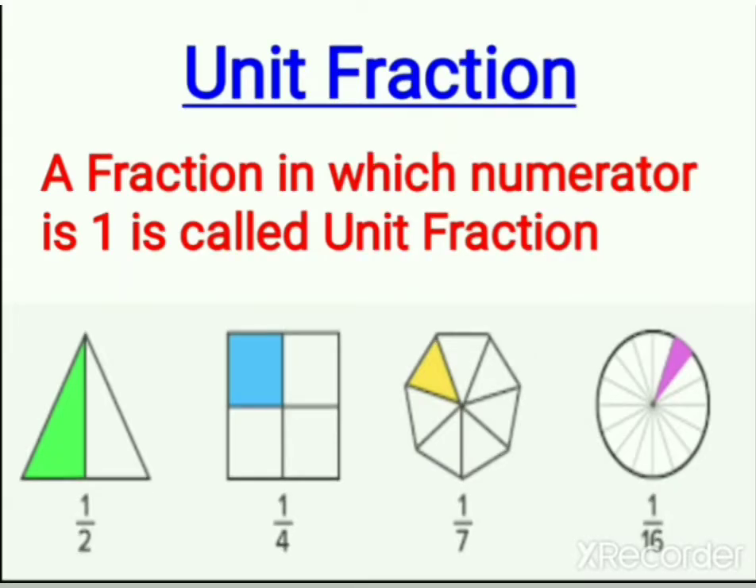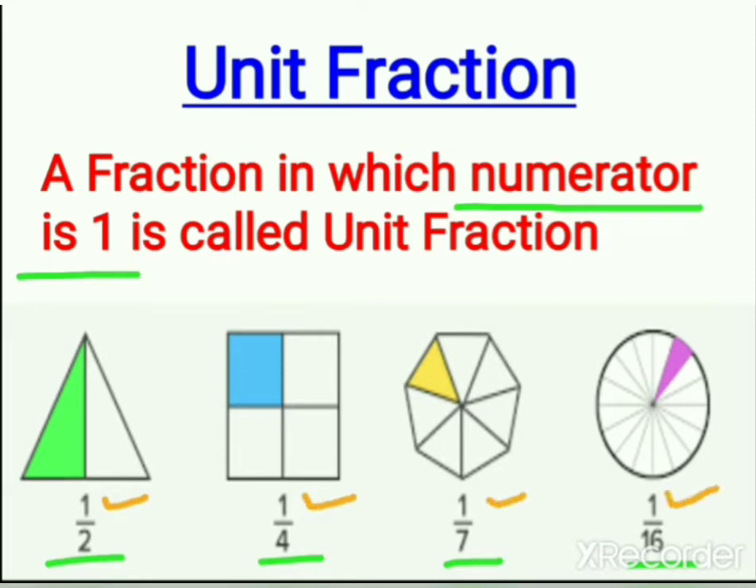Unit fraction. A fraction in which the numerator is 1 is called a unit fraction. If you observe these shapes, the fraction of the colored part is 1 by 2, 1 by 4, 1 by 7, 1 by 16. In each shape, only one part is colored. In each fraction, you can observe the numerator is 1. So, those fractions in which the numerator is 1 are called unit fractions.